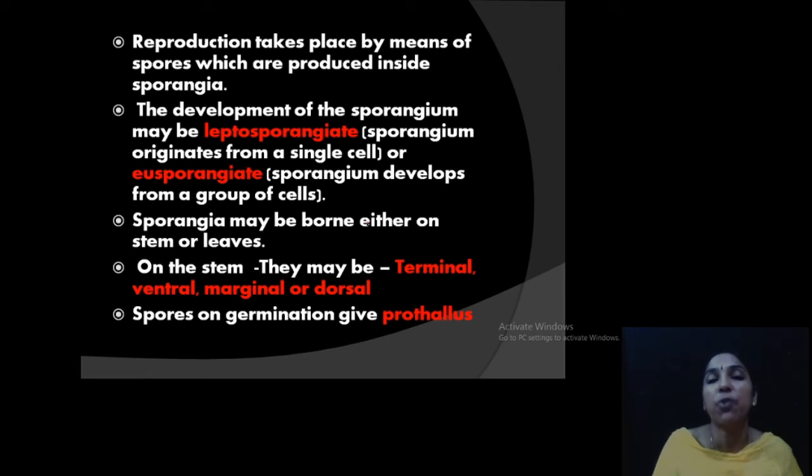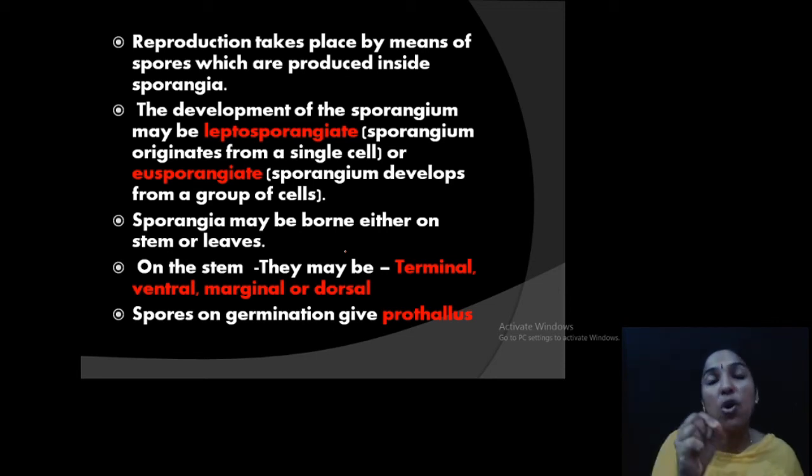What is leptosporangiate? Sporangium developed from a single cell. If the sporangium develops from a group of cells, that is eusporangiate. Okay. Sporangia developed from a single cell, leptosporangiate. From a group of cells, eusporangiate. Understood? Okay. Now, the sporangia may be borne either on leaves or on the stem. Usually, sporangia arise on the leaves, on the center part of the leaves, the dorsal lower portion, or on the ventral upper portion, or on the margin of the leaves.